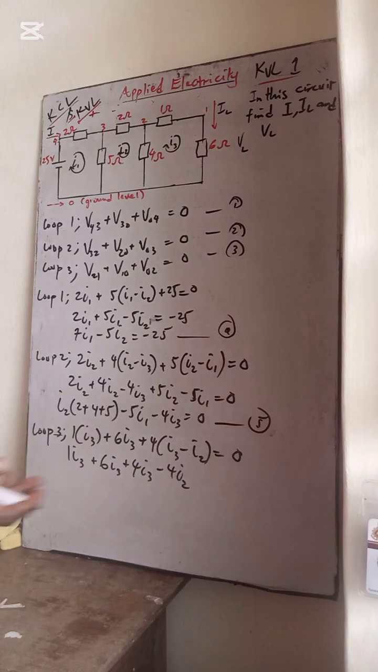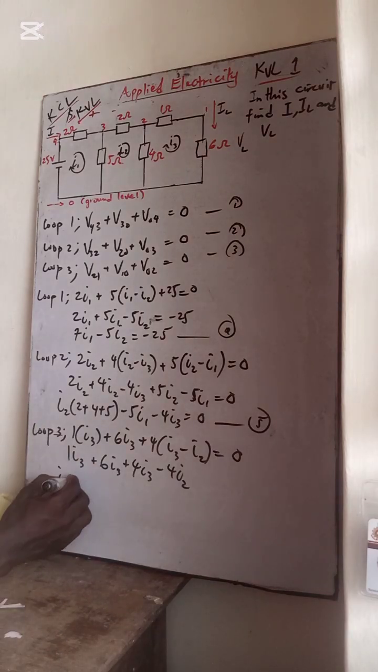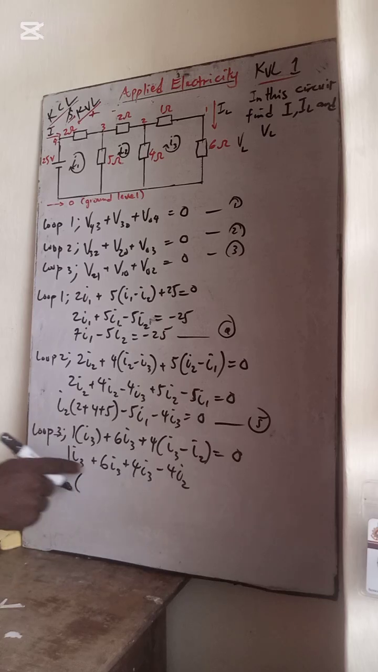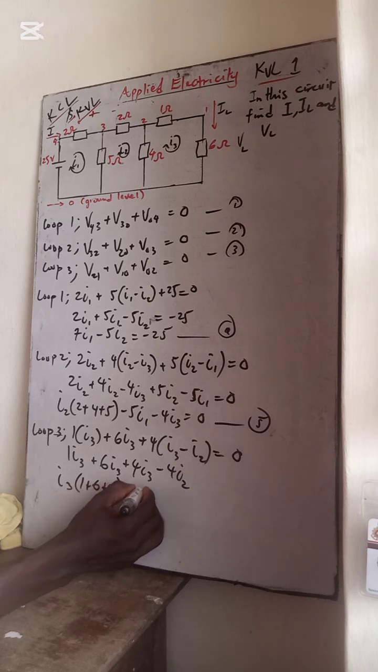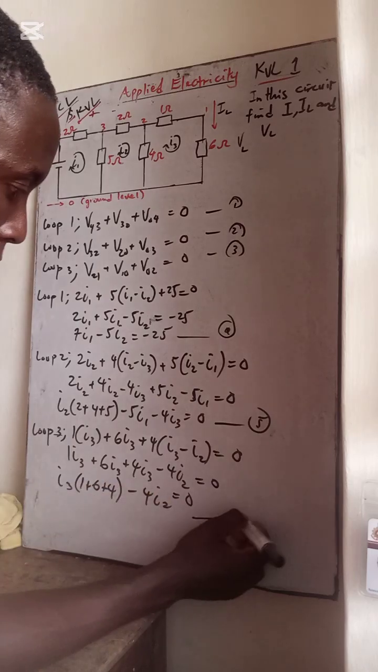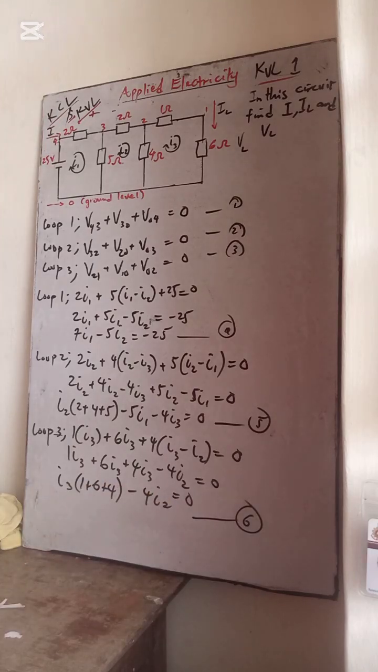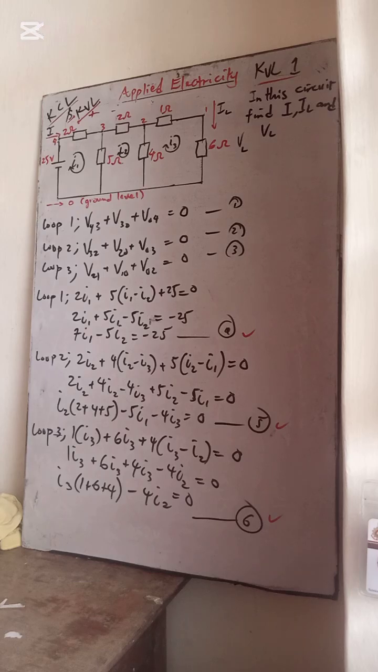Do we get? So what are we having that is common? We have I3 that we can bring together. So let's bring that one together. We have I3 into brackets 1 plus 6 plus 4, then minus 4I2 is equals to 0. So that is our equation 6. So can we see we can now bring this and this out into our matrix. So when we do that, we'll be able to solve out our current. When you are dealing with KVL, we are solving for current, and when you are dealing with KCL, we are solving for voltage.